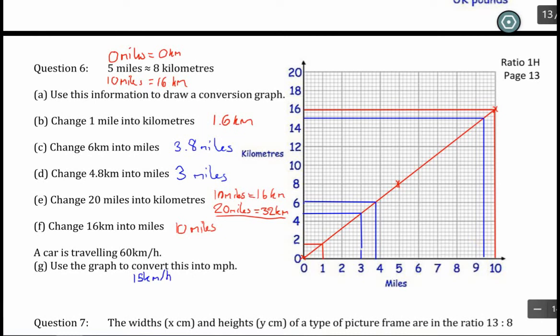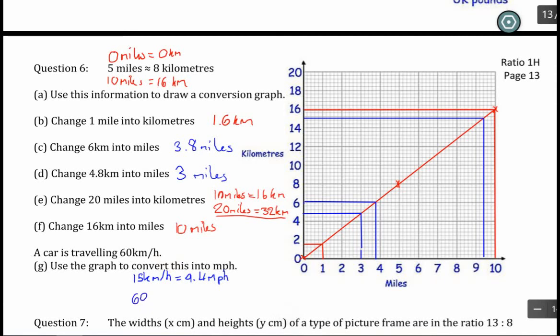So 15 kilometers an hour is 9.4 miles per hour. I never really understood why we used a p for per in miles per hour, but we rarely do in kilometers per hour, but there we go.